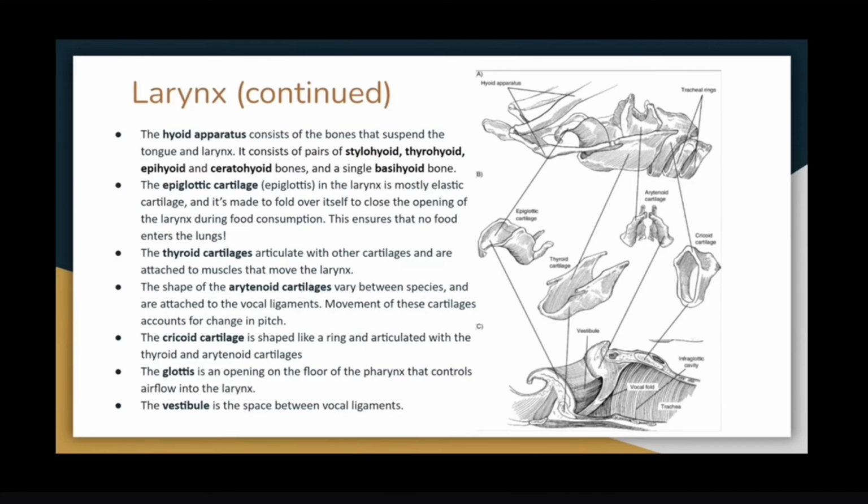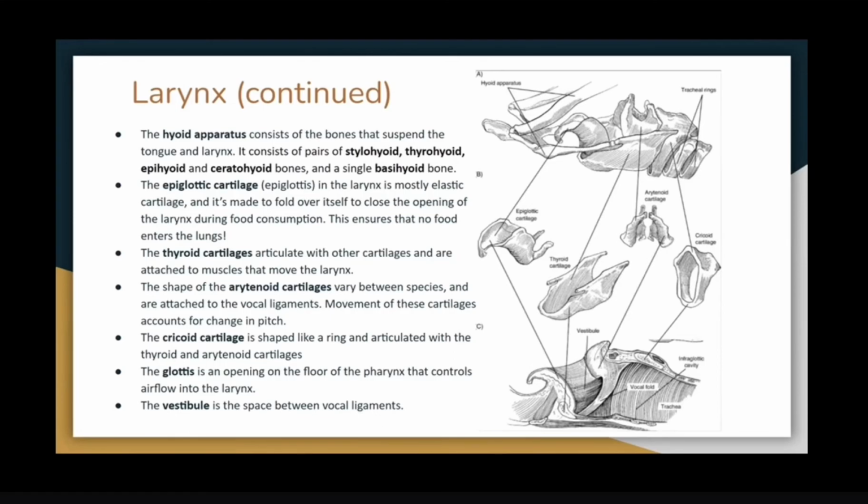The epiglottic cartilage in the larynx is mostly elastic cartilage, and it's made to fold over itself to close the opening of the larynx during food consumption. This ensures that no food enters the lungs. The thyroid cartilages articulate with other cartilages and are attached to muscles that move the larynx. The shape of the arytenoid cartilages varies between species and they are attached to the vocal ligaments. Movement of these cartilages accounts for change in pitch of voice.